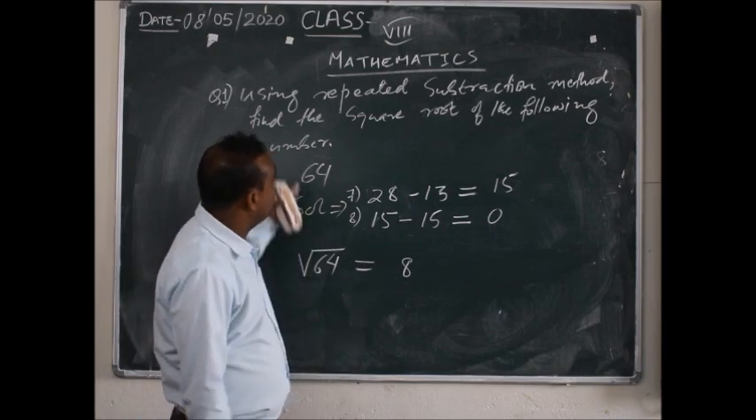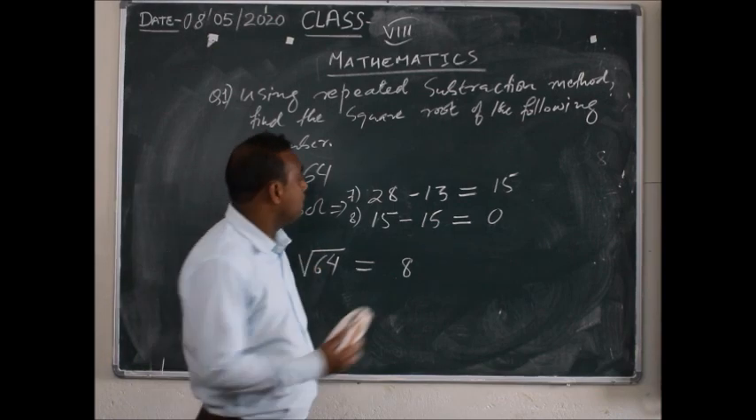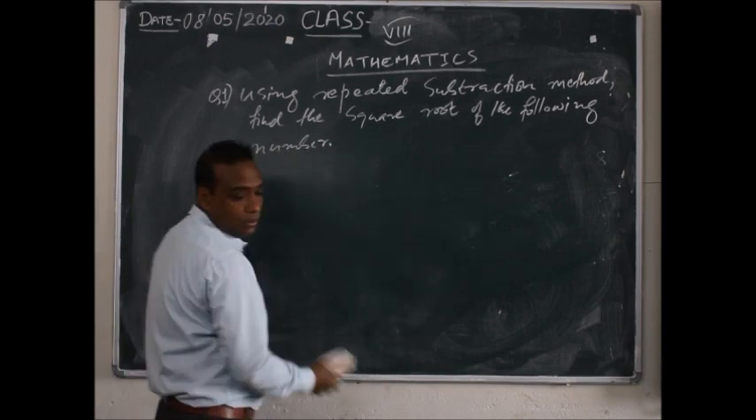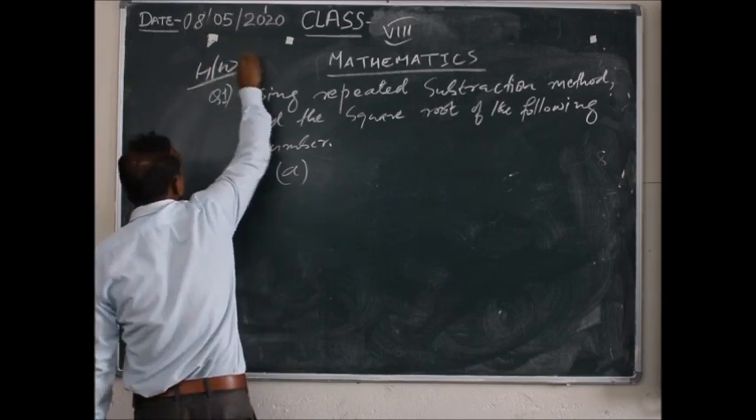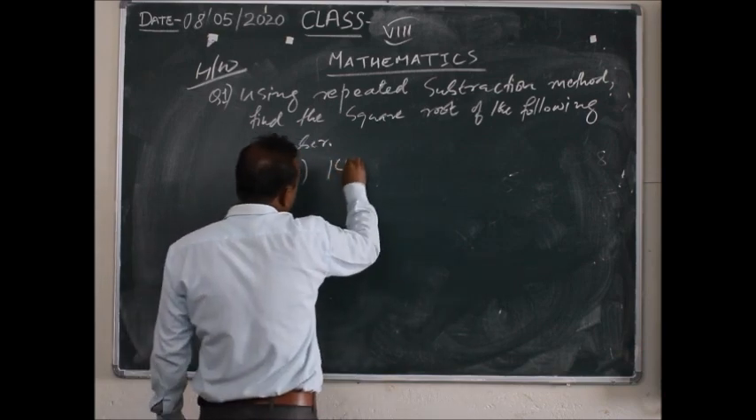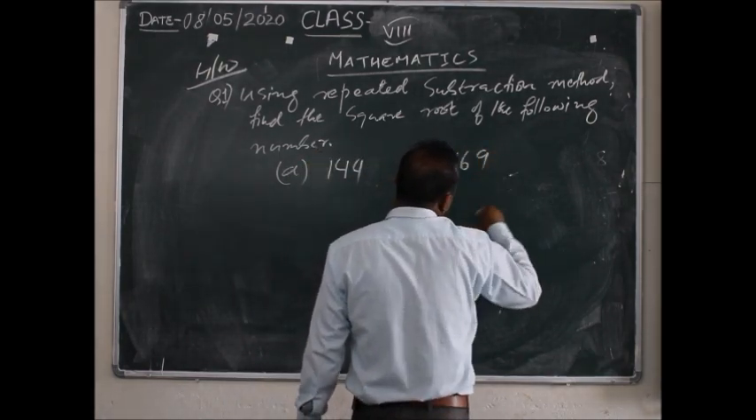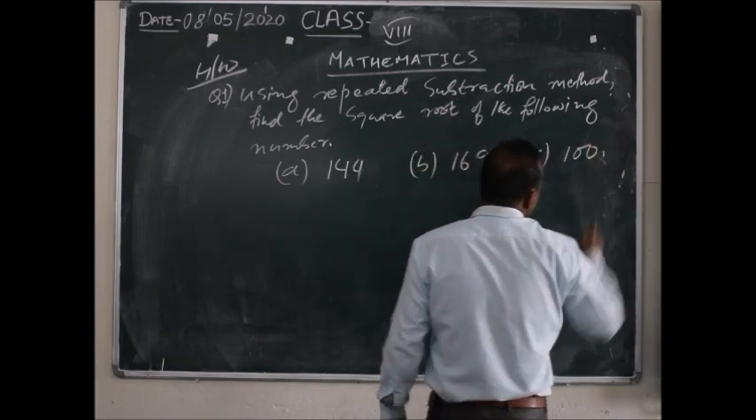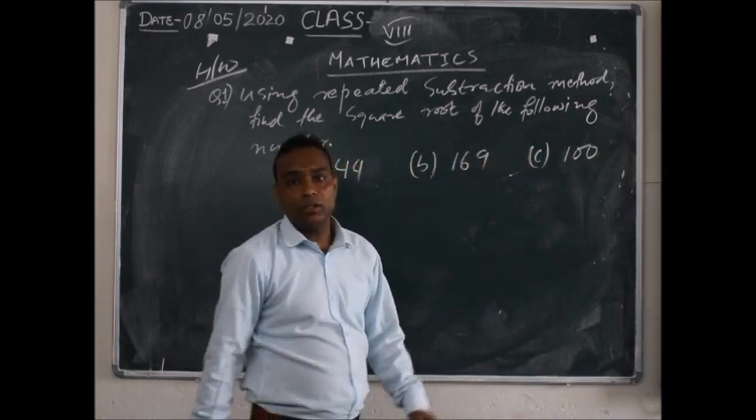In this way you can solve such questions, and some of the questions I will give you as homework. Now I'll give you some questions which you have to do at home. Number A is 144. Number B is 169. And number C is 100. This is your homework, which you have to solve using the repeated subtraction method.